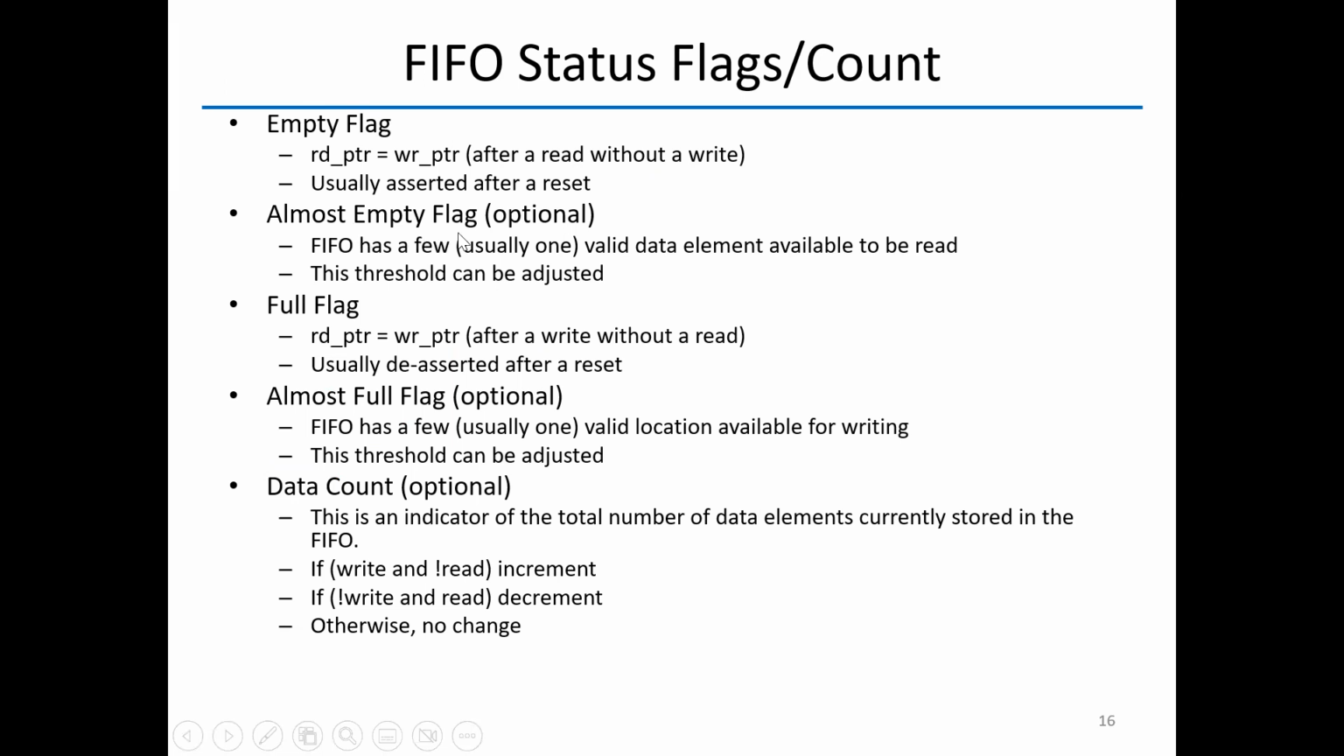Almost empty flag, usually 1. That means write is one slot ahead of me. If I hit it, I'll get data, but be careful. The next one, it will be empty. So it is almost empty flag. I can program it. I can say if the write is ahead by 2, give this warning, but I can make it 1.